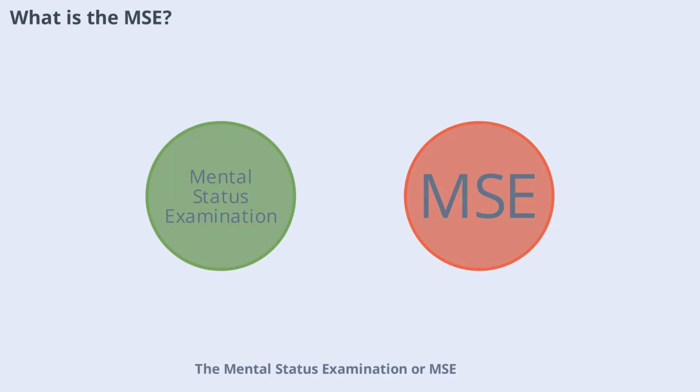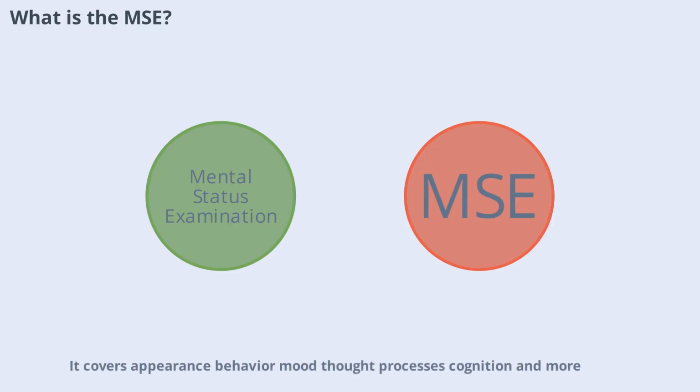Mental status examination, or MSE, is a structured assessment of a patient's current mental functioning. It covers appearance, behavior, mood, thought processes, cognition, and more. The MSE provides a snapshot of the patient's mental state at a specific point in time, helping clinicians identify symptoms, track changes, and make informed decisions about care. Let's break down each component of the MSE in detail.